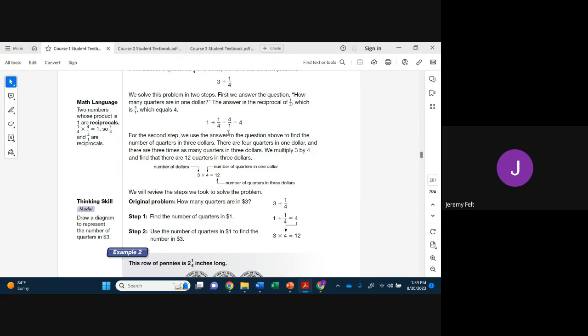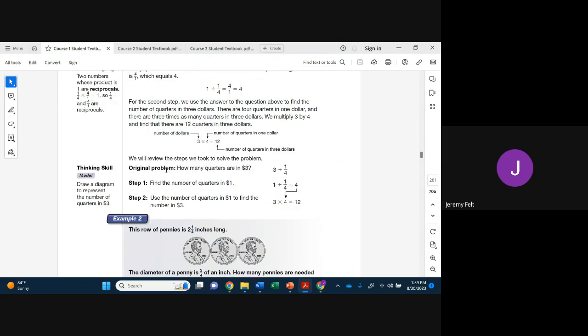Again, a reciprocal is just we're flipping our fraction. So 2/3 becomes 3/2. 3/5 becomes 5/3. 1/2 becomes 2 over 1, or just 2. So even if it's a whole number, it still has a reciprocal.